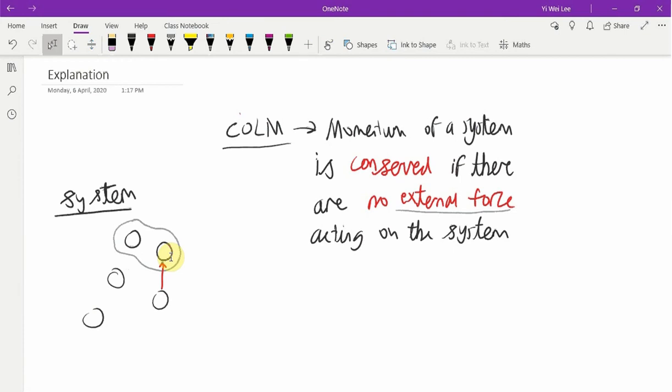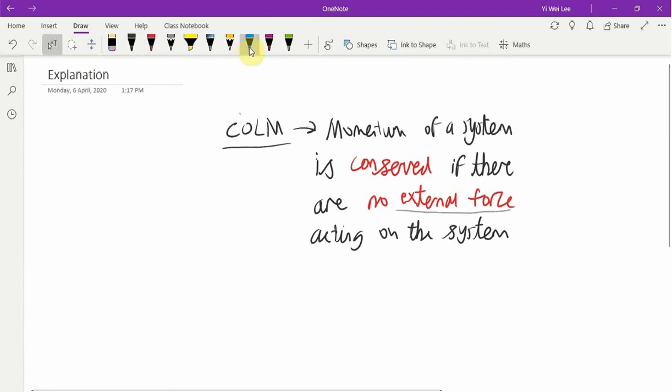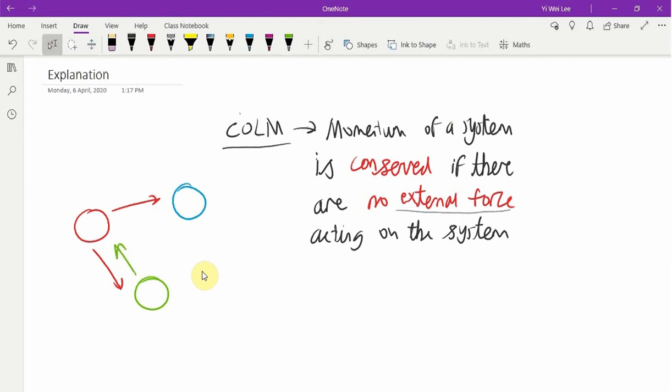To make this more clear, let me do a bit of explanation. Imagine in this universe there are no other planets, and there are only three particles. The first particle is a red particle, the second is a blue particle, the third is a green particle. This red particle exerts a force on the blue particle, and it exerts another force on the green particle. So basically the particles exert forces on their neighboring particles. The green particle exerts a force on the red particle and on the blue particle, and the blue particle exerts a force on the green particle and on the red particle.